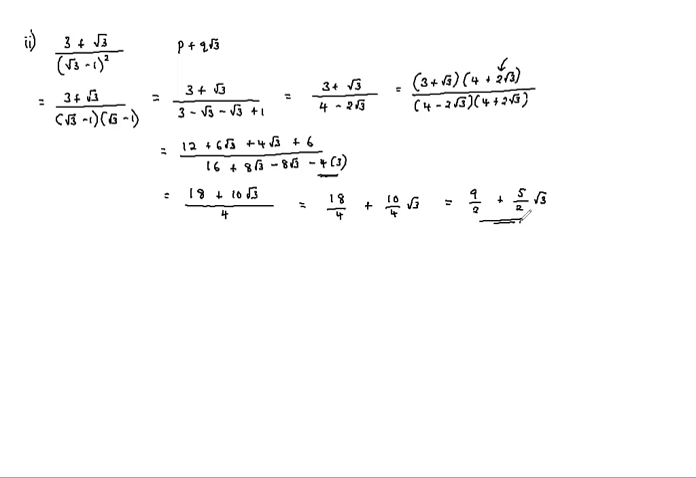Okay, then we go to the next one, the third one. Given that (1 minus 2i) over z is equal to 2 plus 5i, find z in the form a plus ib, where a and b are real numbers.